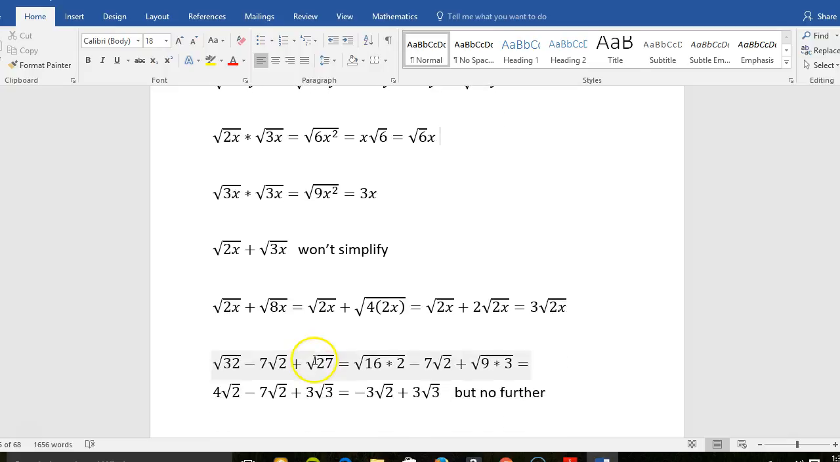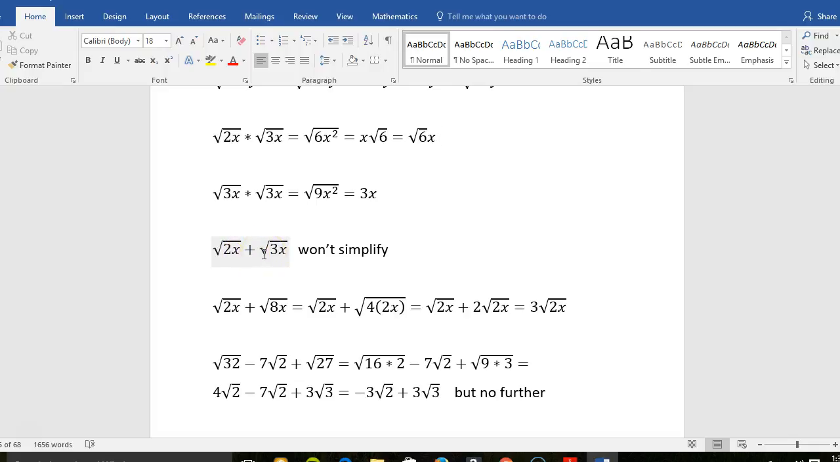Now here, be careful, radical 2x plus radical 3x, it won't simplify. That's not to say it's illegitimate. It's perfectly legitimate. It's just that, as a process, this won't simplify. I know what you might want to do, but you can't do it. Most of the time, this will not equal radical 5x. You cannot say this equals radical 5x. Don't do it. You just have to leave it like this.